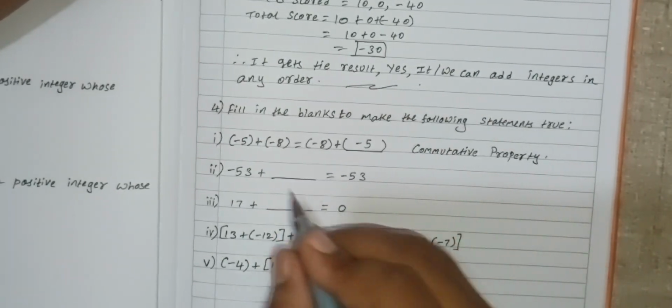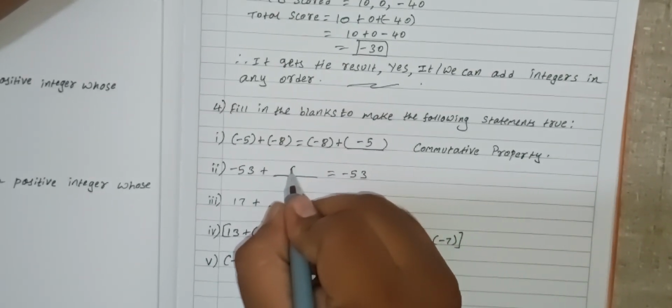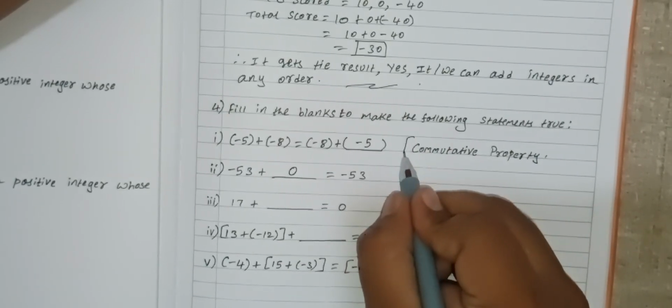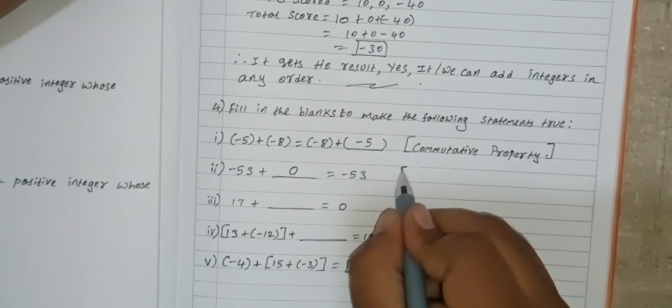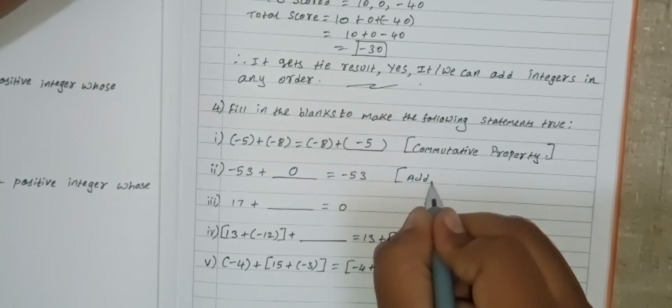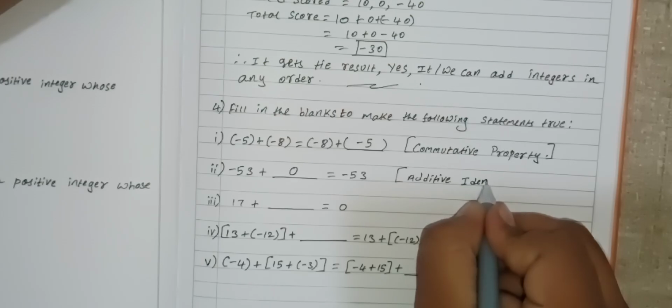The next one: minus 53 plus blank is equal to minus 53. So what are we getting here? To get minus 53 we can add 0. Again here we can put the reason. What is that? Additive identity. Yes, additive identity.